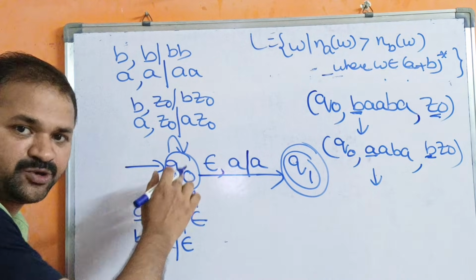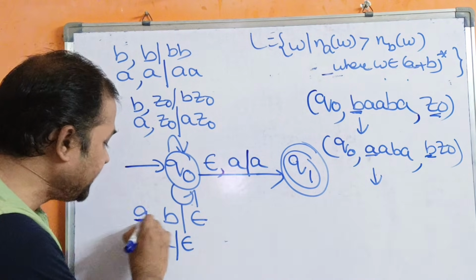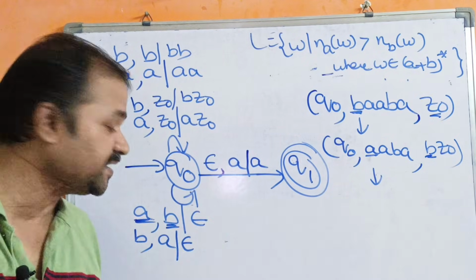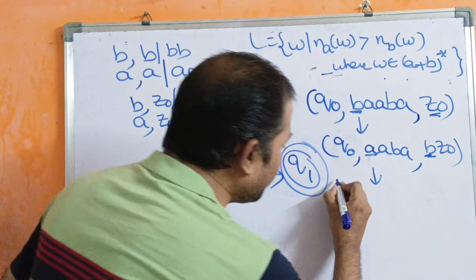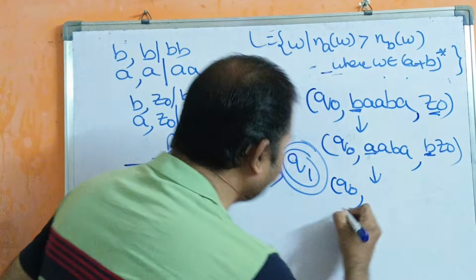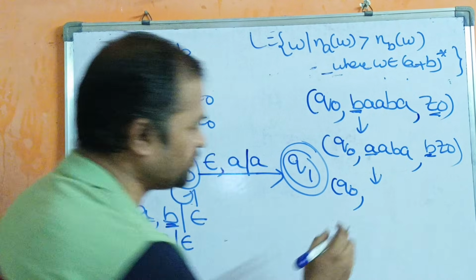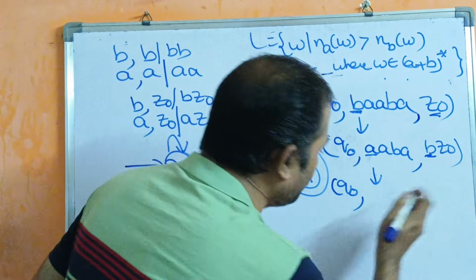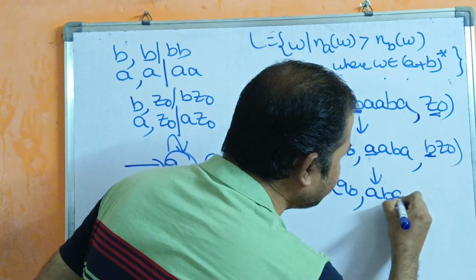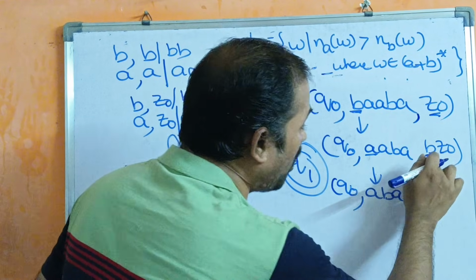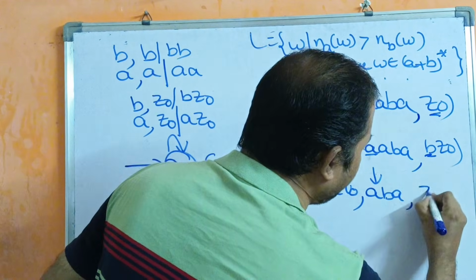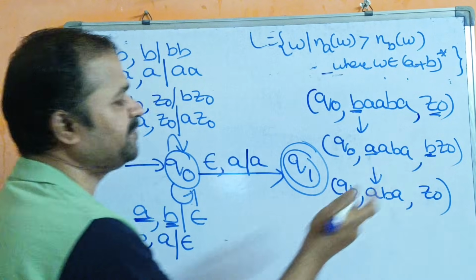Next, at Q0, the input symbol is A and the stack's topmost symbol is B. So we have to do the popping. We are at the Q0 state only; here all are self transitions. So the operation on A is over, and the remaining input string is ABA. Now we have to pop this B. After popping B, the stack will become empty.